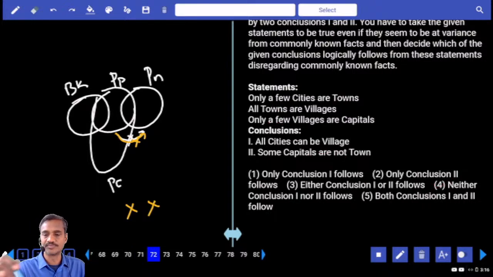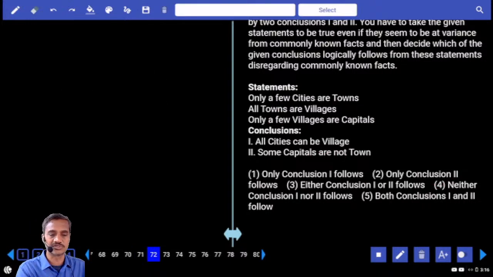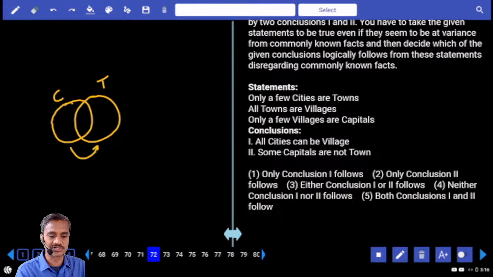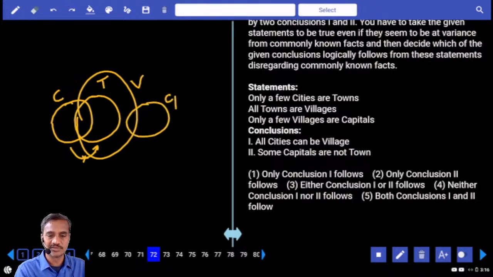Then 72. Only a few cities are towns. Only some of the cities are towns, but not all. And all these towns are villages. The center town is a village, and only a few villages are capitals, but not all.